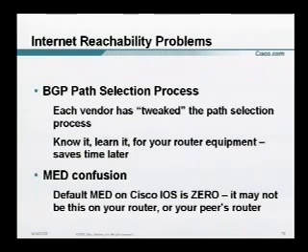MED confusion. Default MED on Cisco IOS is 0. In other words, if you don't specify any MED at all, it is 0. It may not be this on your own router, or your peer. Your peer may assume an MED of 2 to the power 32 minus 1 as the default. In other words, huge, very unimportant, whereas MED of 0 is very important. So you can end up with pretty interesting routing loops if you just leave default MEDs, where one default is 0 and the other one's 2 to the 32 minus 1.